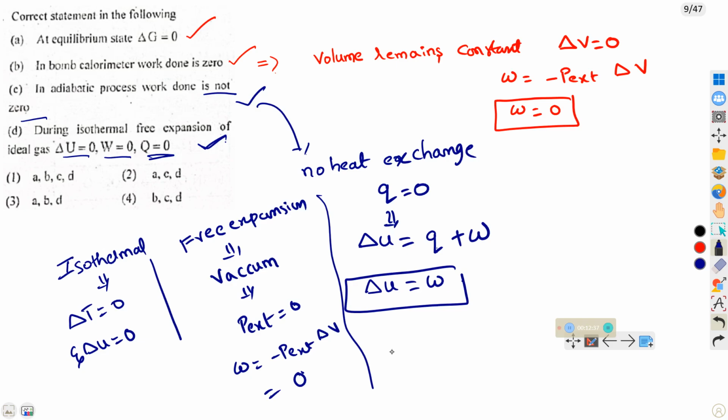And Q value, heat change, is also equal to 0 because according to the first law of thermodynamics, delta U is equal to Q plus W. Delta U, change in internal energy, is equal to 0. Q plus work done is also equal to 0. Then the value of Q is equal to 0. Correct option, first option.